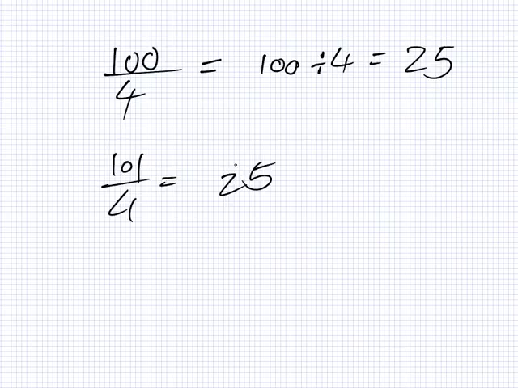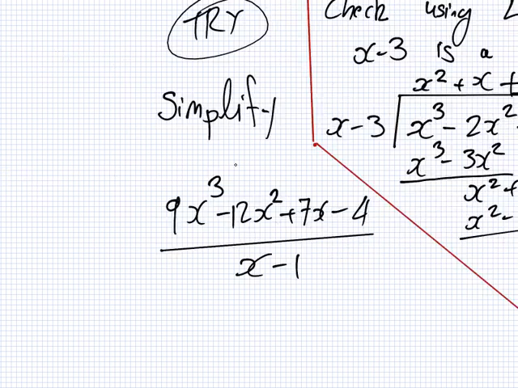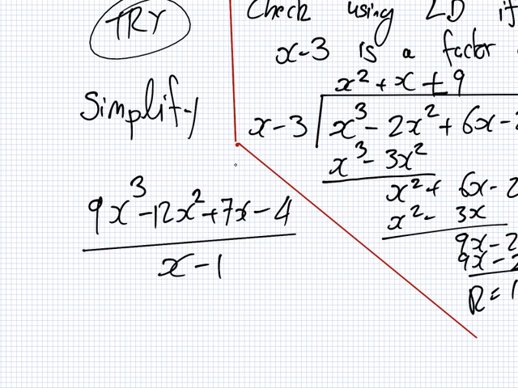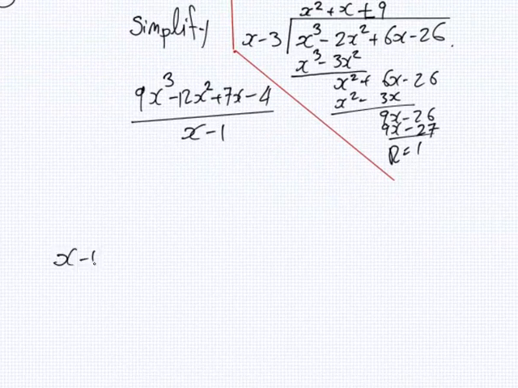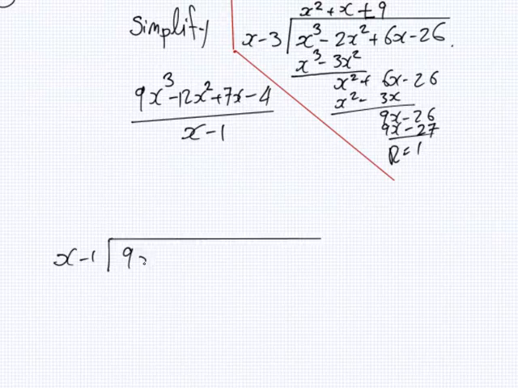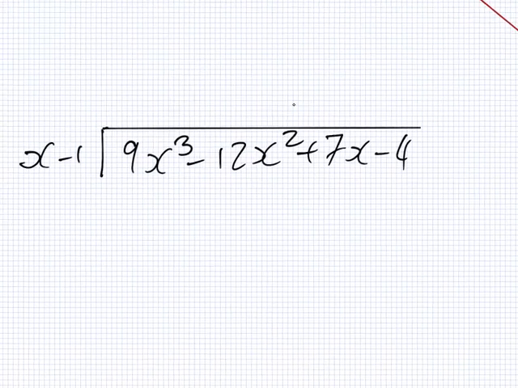What's wrong with this? Why is this wrong? There's a remainder, yeah. So it works if there's no remainder. So if you do the long division and don't get a remainder, then you're fine. That's your answer. Okay. So let's just do the long division here. X minus 1 divided into 9x cubed minus 12x squared plus 7x minus 4. Okay. Let's have a look here.